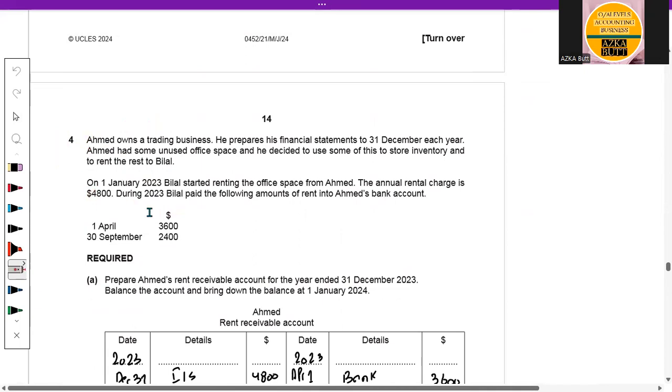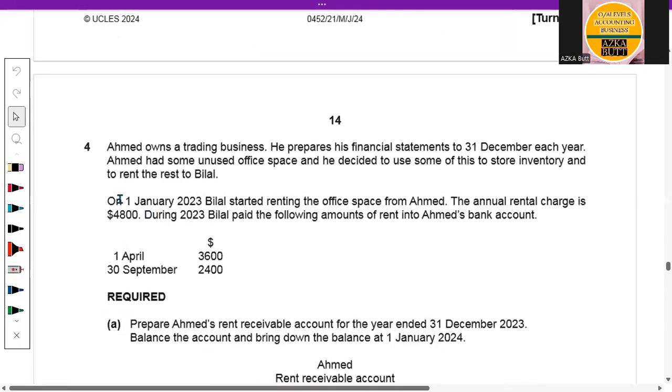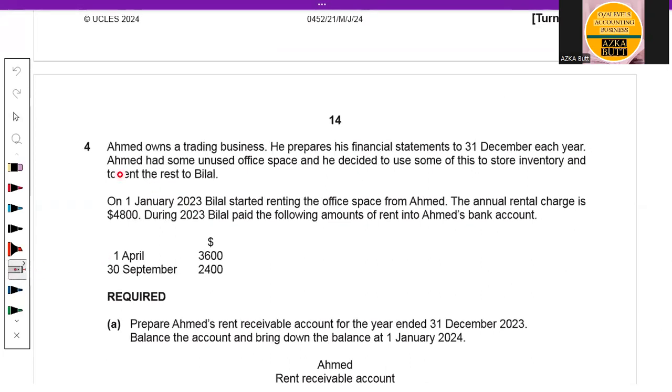If you can see, I think you just zoom in. Yeah, I think now that's right. So Ahmed owns a trading business. He prepares his financial statements on 31st December each year. Ahmed had some unused office space and he decided to use some of this to store inventory and to rent the rest to Bilal. So Bilal is basically his tenant.